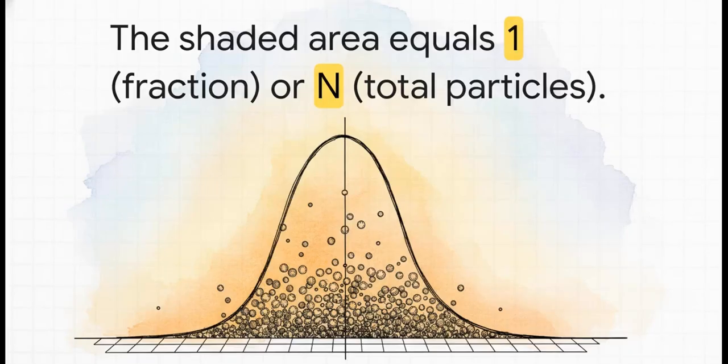Now, what's genuinely fascinating here is the geometry of the curve itself. If you look at the total area under this curve, it actually represents something physical. The total area always equals exactly 1 if we're talking about a fraction, so representing 100% of the gas. Or it equals N, representing the total number of particles in the entire system. Basically, this curve encompasses every single molecule, from the absolute slowest crawler to the absolute fastest speeder, all bound together in this single mathematical shape.